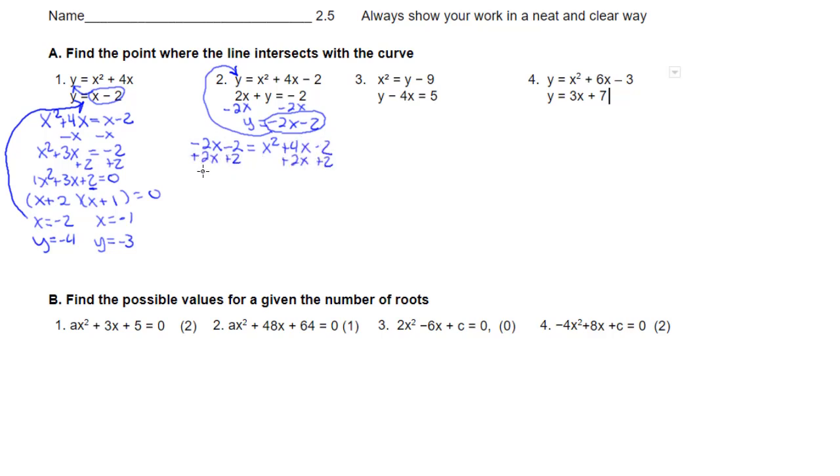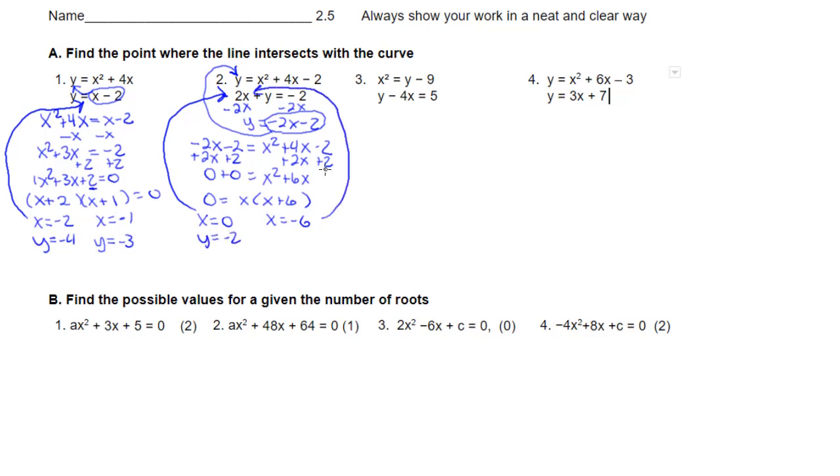We see it's a quadratic, so we're going to get everything on one side, make it equal to 0. Then once we see that, we see we can factor it. We find the greatest common factor, and then figure out the x's, and then plug those back in to find the y's, and we get the coordinates where these two graphs intersect.